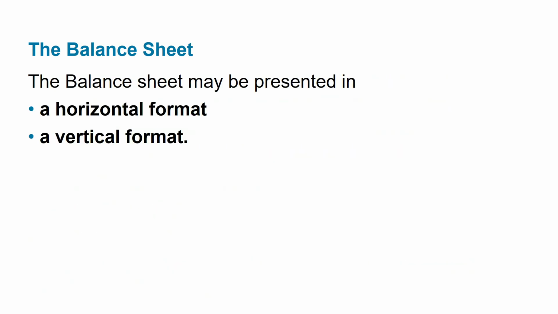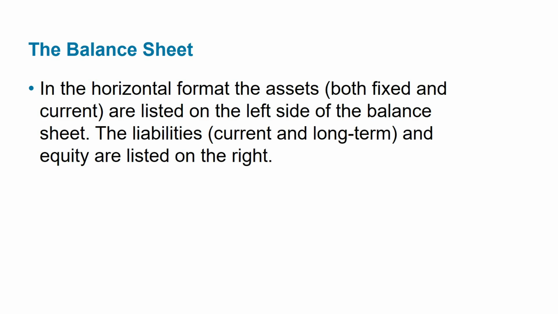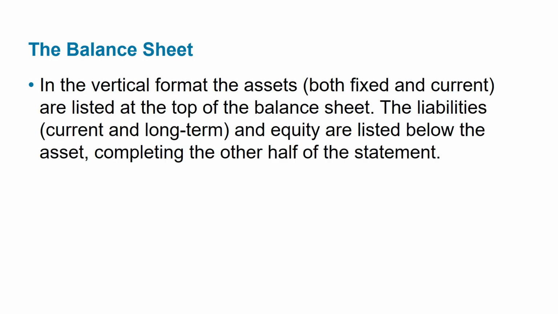The balance sheet may be presented in two formats, a horizontal format or a vertical format. Using the horizontal format, the assets, both fixed and current, are listed on the left side of the balance sheet. The liabilities, again, both current and long-term, are going to be listed along with the equity on the right. In the vertical format, the assets, again, both fixed and current, are going to be listed at the top of the balance sheet. The liabilities, current and long-term, as well as the equity, are going to be listed below the assets and complete the other half of the statement.